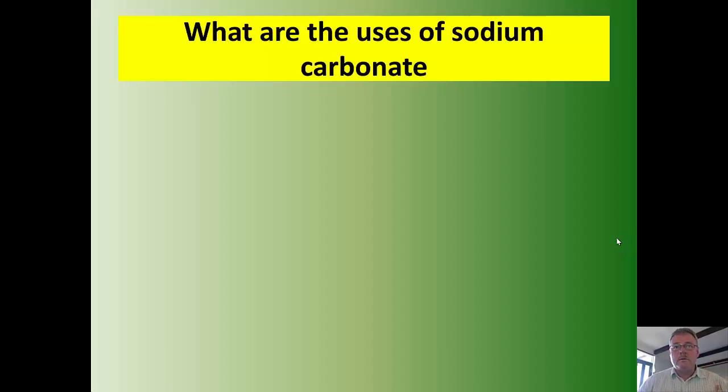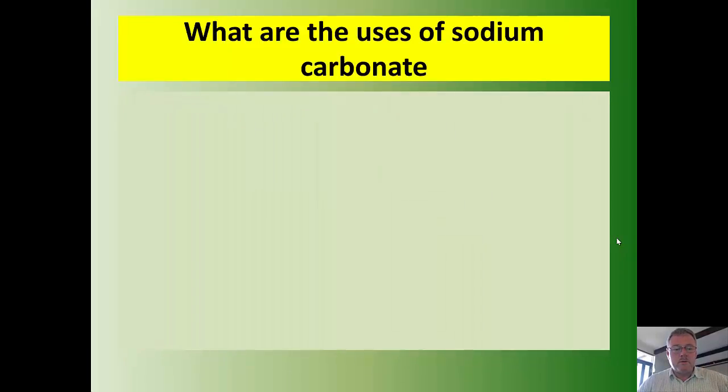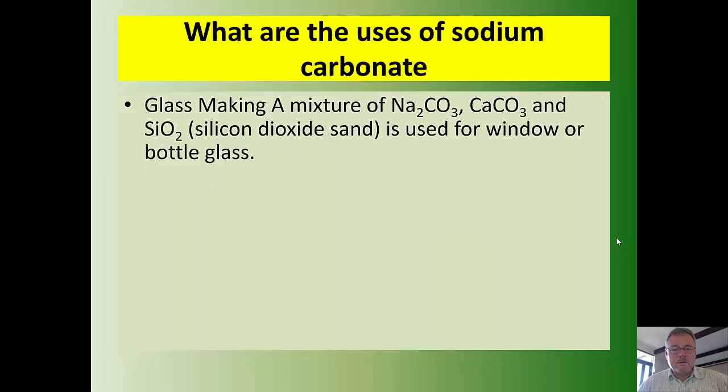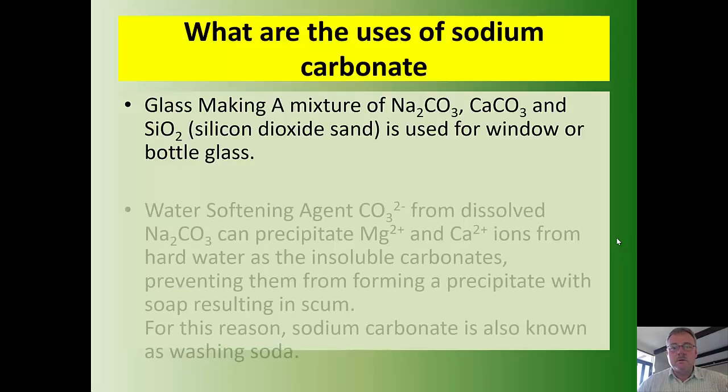It has certain uses, mainly in manufacturing of glass. Glass making uses a mixture of sodium carbonate and calcium carbonate and silicon dioxide. And it's used for windows, clear glass and bottled glass.